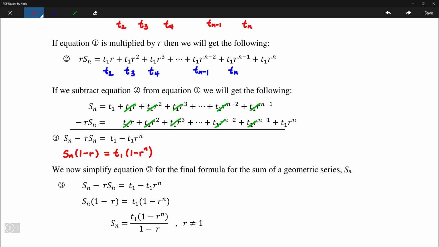Now, the common ratio r cannot be 1 because 1 minus 1 will give us a 0, and then we will be dividing by 0. That doesn't work.